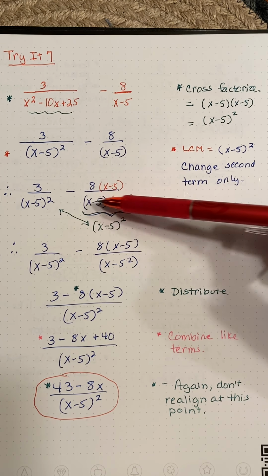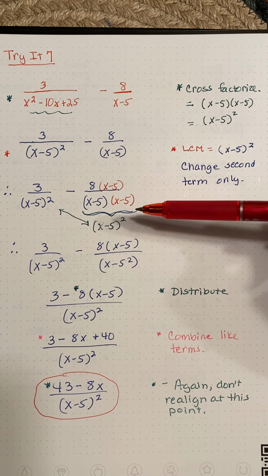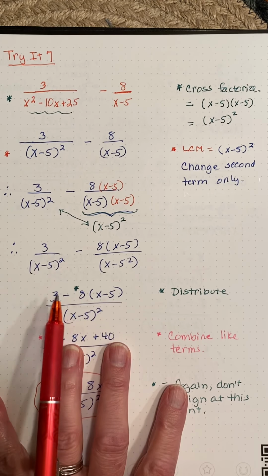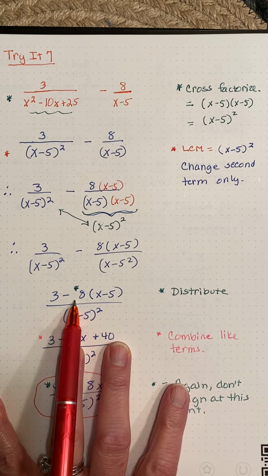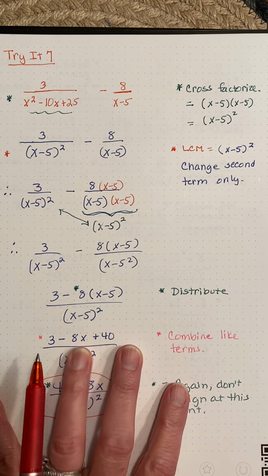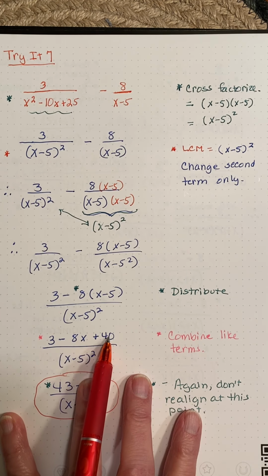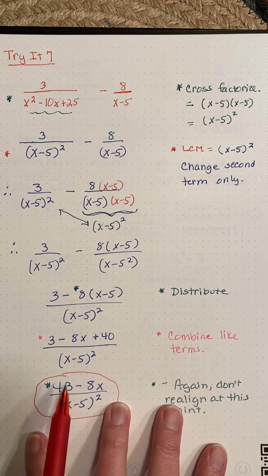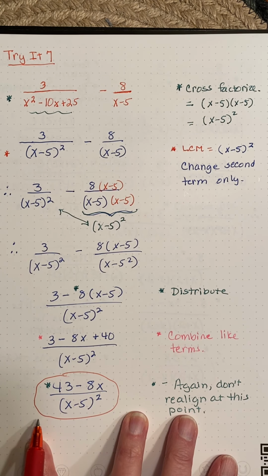Therefore, when I do this, I do end up with x minus 5 squared, and up here it's 8 times x minus 5. So I rewrite it just as is, 3 minus 8 times x minus 5 over x minus 5 squared. Now I distribute that negative 8 to the x and the negative 5. So I have 3 minus 8x plus 40 over x minus 5 squared. Combine like terms. So 3 and 40 is 43 minus 8x over x minus 5 squared. Again, I am not going to realign at this point because it would really mess everything up here. So that is my answer, 43 minus 8x over x minus 5 squared.